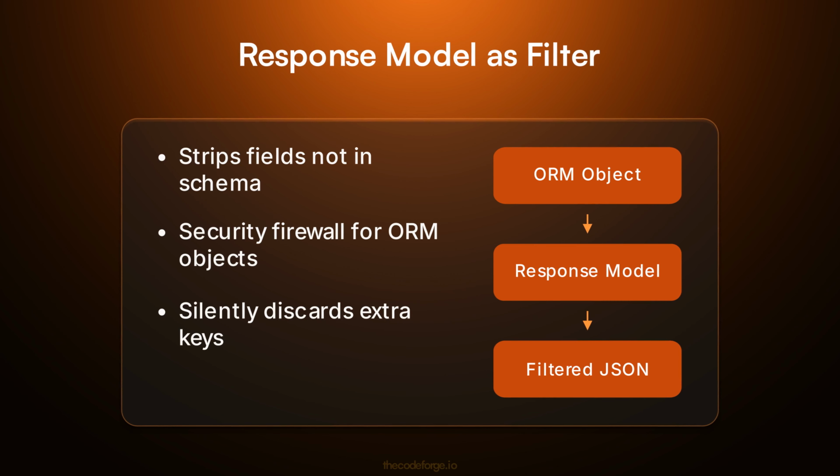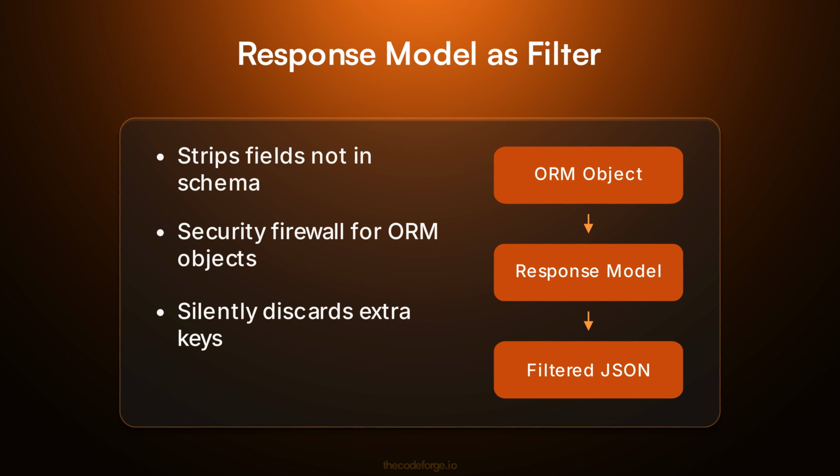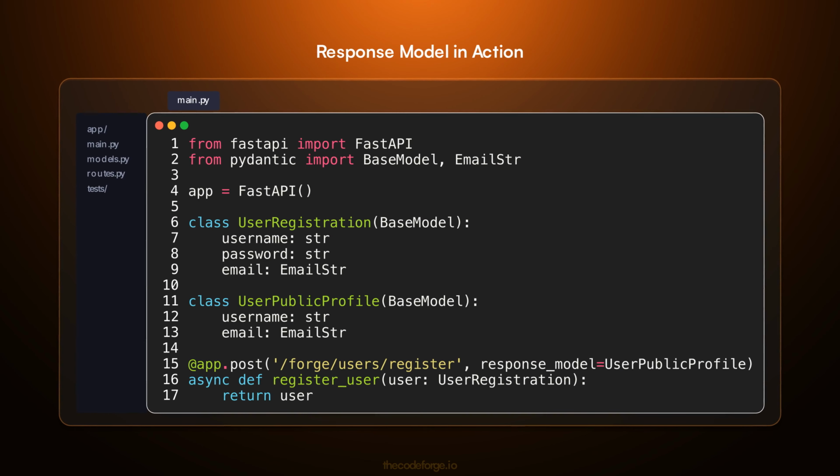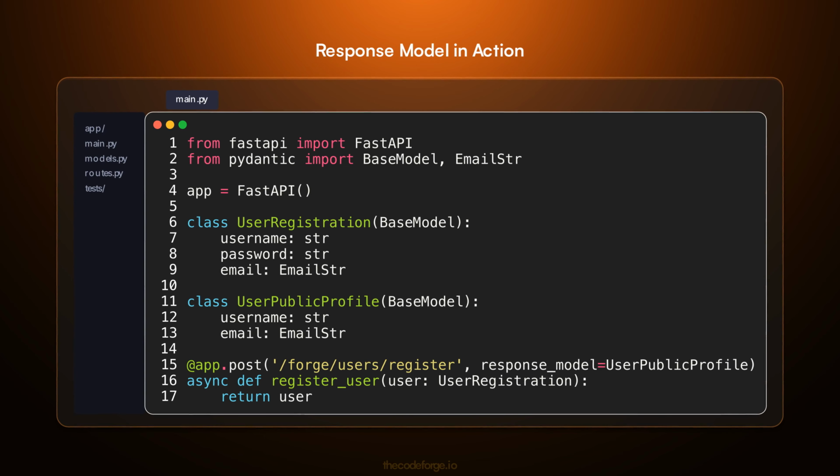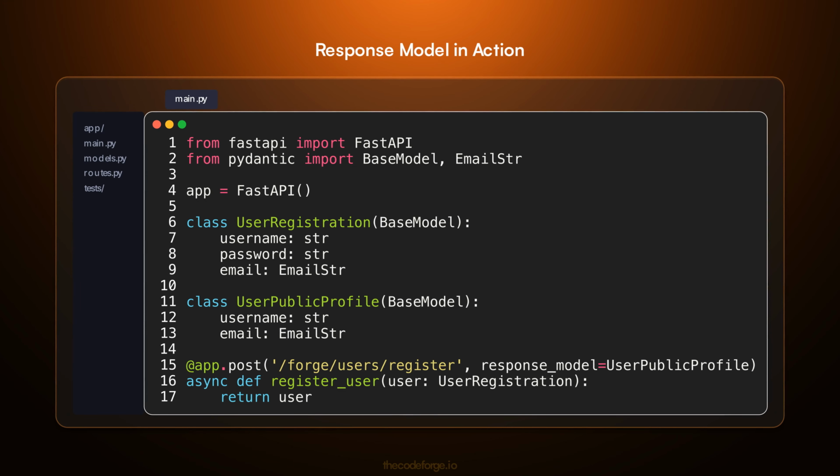The response model is your most powerful tool for data masking. Even if your database query returns a full ORM object, FastAPI filters it through the Pydantic schema, ensuring only whitelisted fields reach the consumer. It doesn't just validate, it actively strips. Here, even if we return the full user dict containing the password, the response model strips it before transmission. The password field is absent from UserPublicProfile, so it's automatically removed.